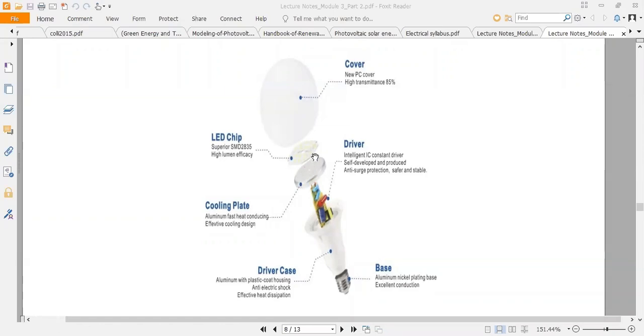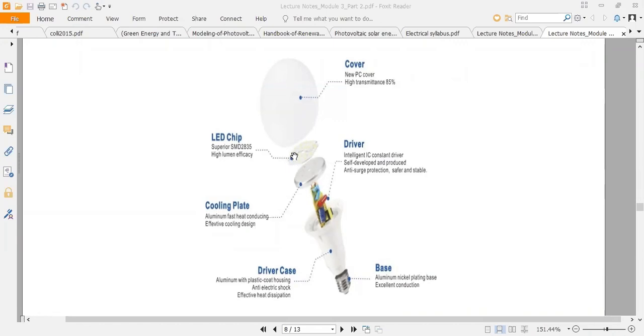Above this plate, LED chips are kept. Okay, they are the small LEDs, and they are connected.